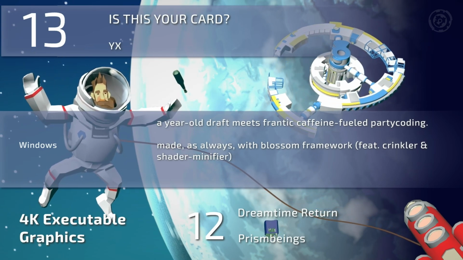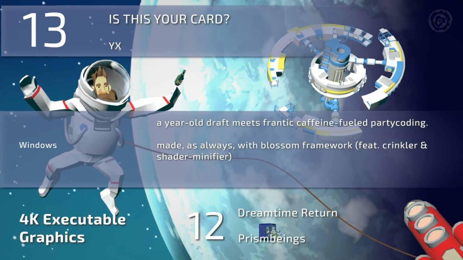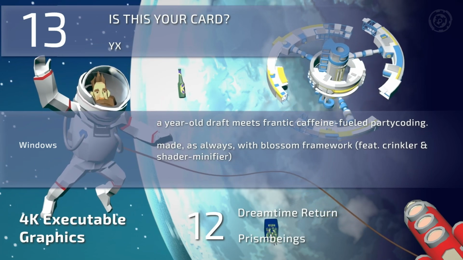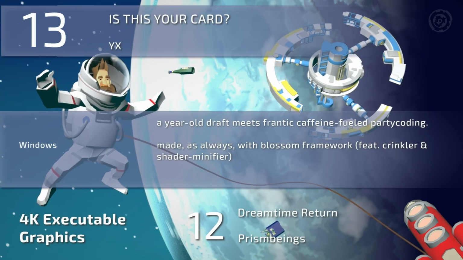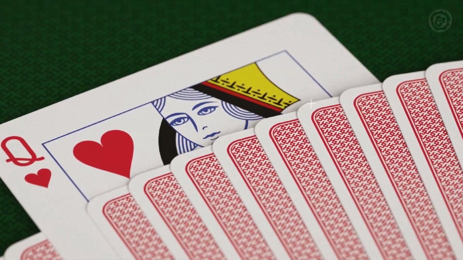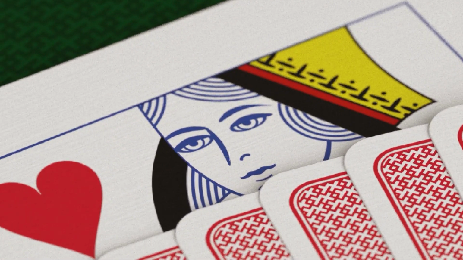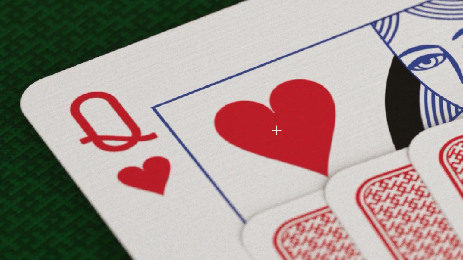Is this your card? YX. Caffeine-fueled party codec. So, yeah, edible. Fizzer confirms that was a crab. Oh, lovely. It is a crab. This is what I like about YX's stuff. She will take a subject matter, and it will be so realistic looking, it will be unbelievable. Yeah, look at that.